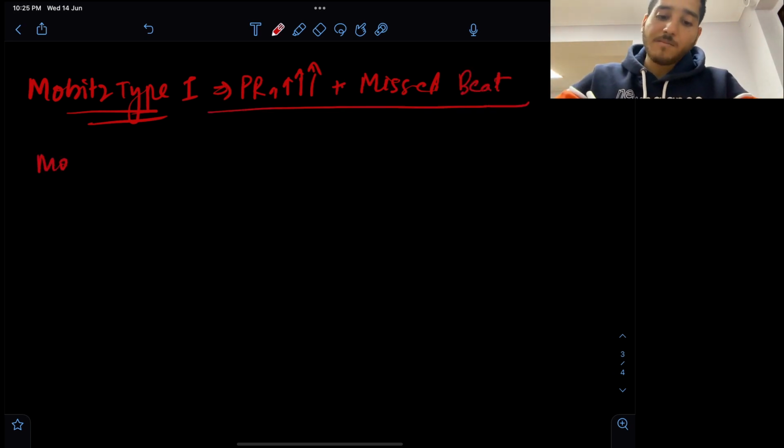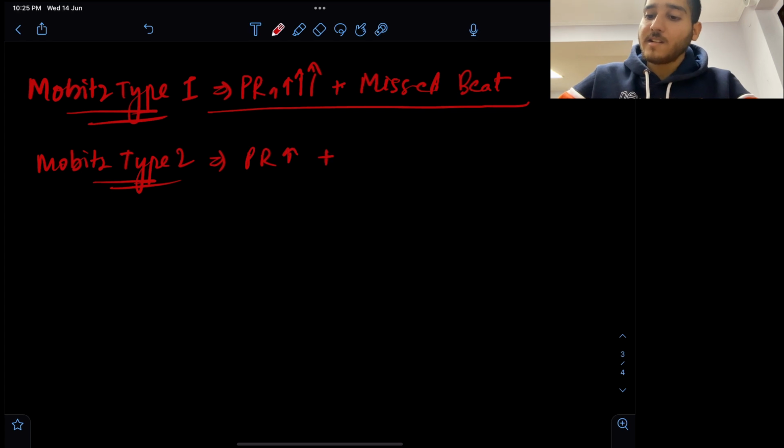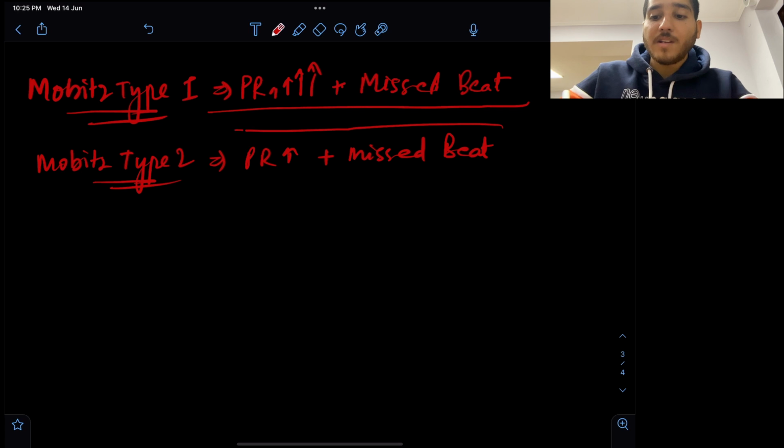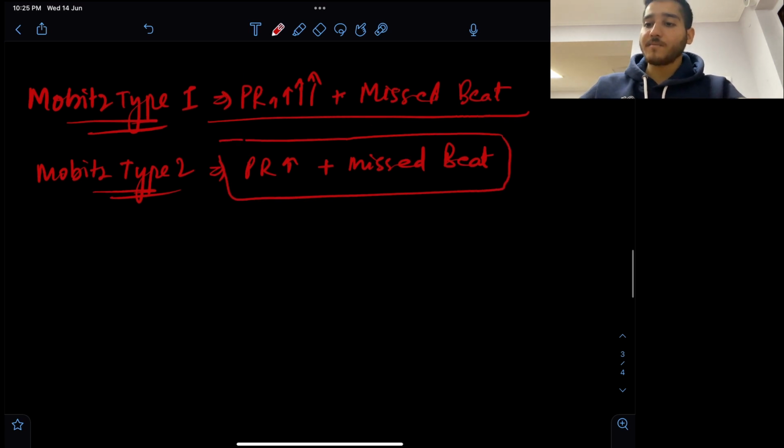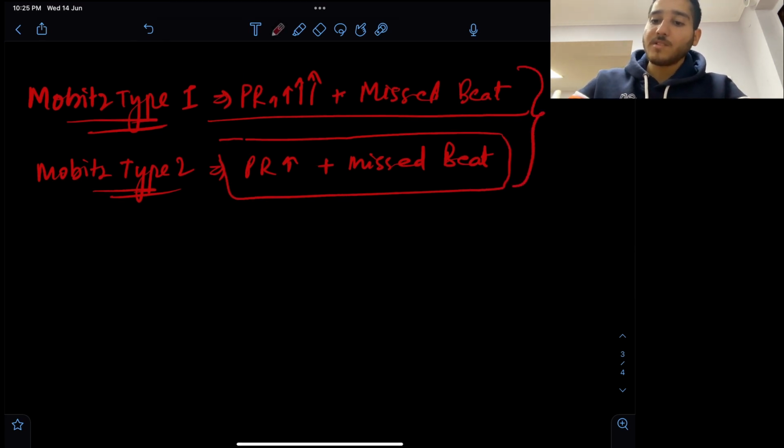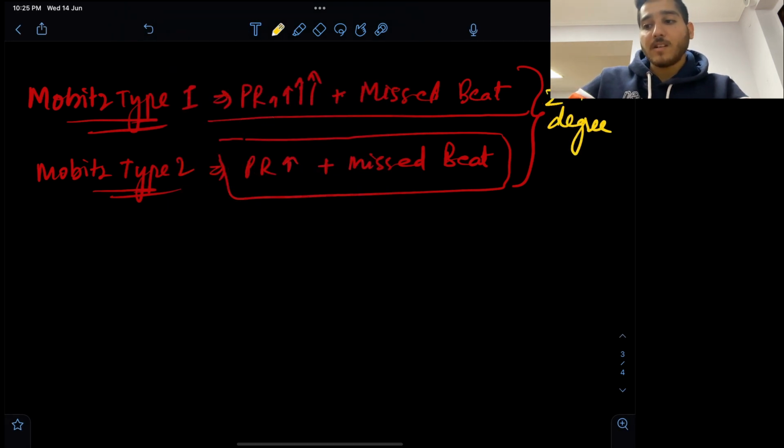And in Mobitz type 2, there's PR increased and missed beat. So there's no progressive PR prolongation. And these both belong to second degree AV block. Second degree AV blocks. Cool.